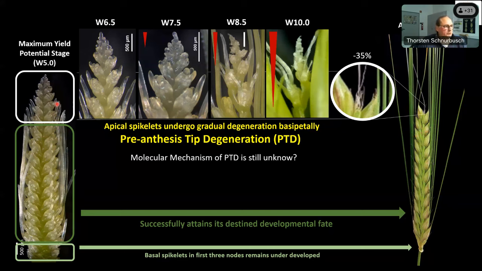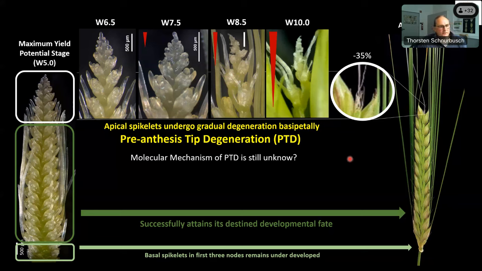While on the immature spike, you can also see here what we call the apical part, which is going to be degenerating. And you can see here in these images at the top, at what Waddington stages this apical part is degenerating. And on average, let's say across all of these genotypes we've been looking at, around 1/3 of the spikelets which are initially produced are degenerating. So this means we are losing around 1/3 of our grain yield potential.